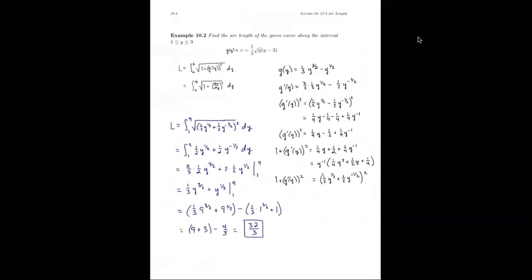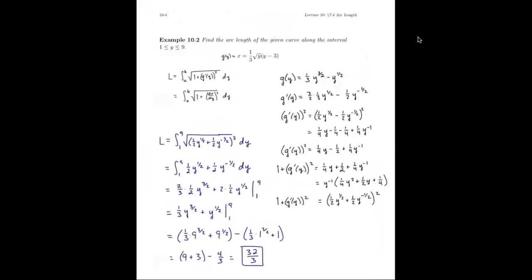Next, find the arc length of the given curve along the interval 1 to 9. So we have x equal to 1/3 root y times y minus 3. So x is now a function of y. I've written g of y just to keep that in mind, and to adapt our formula. Our formula is in terms of x and f of x, but it could also be done in terms of g of y and dy, and that's exactly what this is right here.